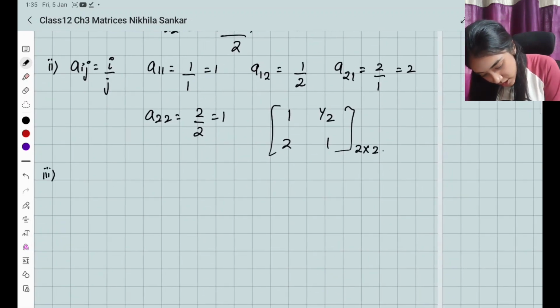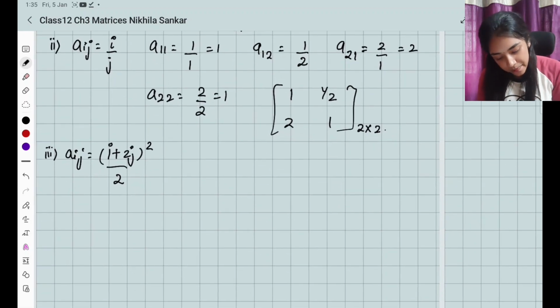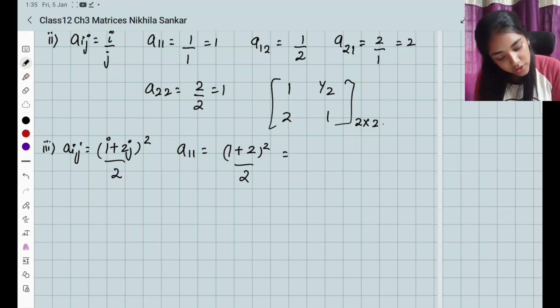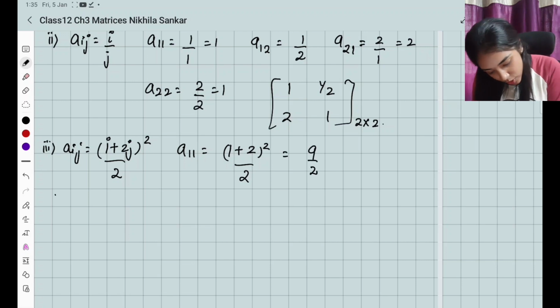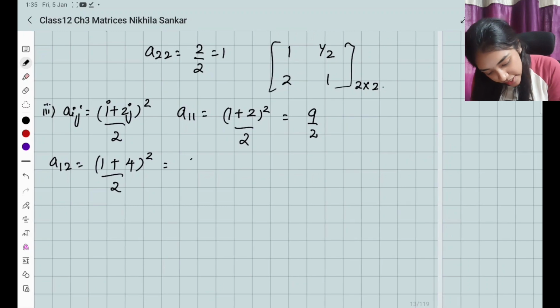For third subsection, you have Aij equals (I plus 2j) the whole square divided by 2. Correct? (I plus 2j) squared divided by 2. Okay? So, A11 is going to be (1 plus 2) the whole square divided by 2. So, 3 square is going to be 9 divided by 2. A12 is going to be (1 plus 2 into 2, 4) the whole square divided by 2. இதுல value substitution நா direct ஆ போட வேண்டி da. So 5 square is going to be 25 divided by 2.